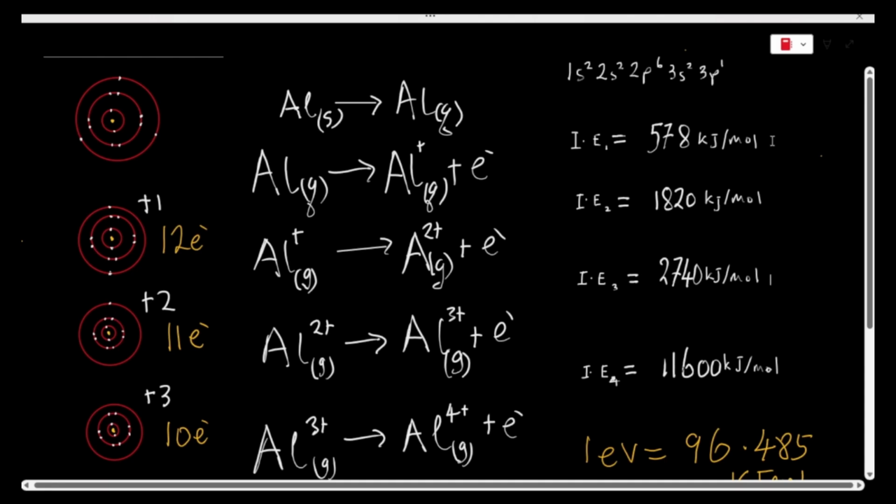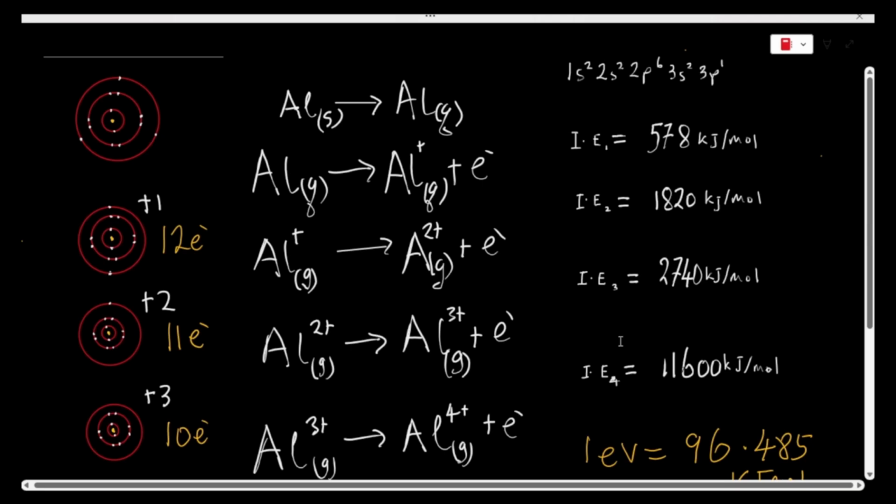Now look at the difference. If you look at the difference between the second ionization energy and the first ionization energy, you realize that it is not a common difference. The difference between the second and the first is about 1,200. Now, the difference between the third ionization energy and the second is about 900. And so we do not have a common difference between the ionization energies, but you see a gradual increase in their ionization energies.